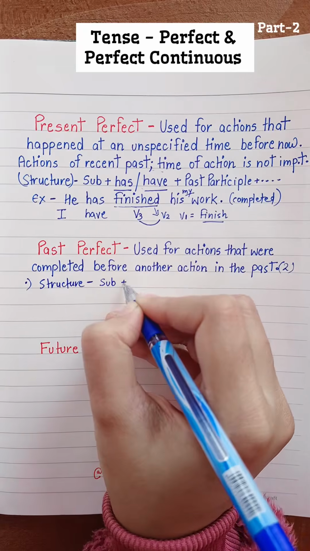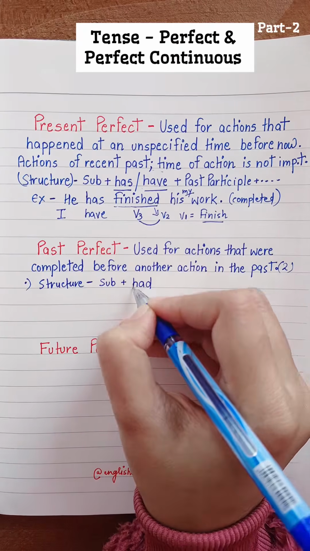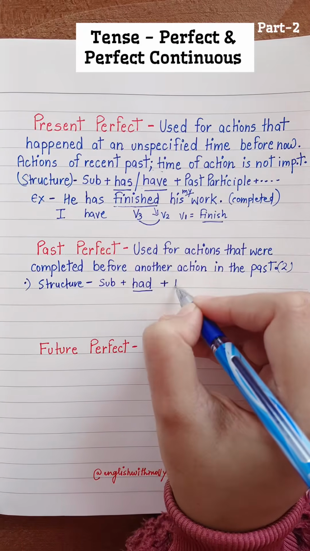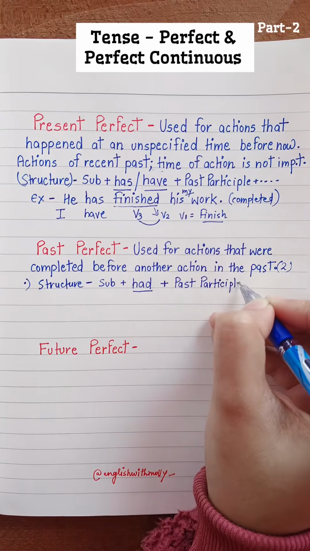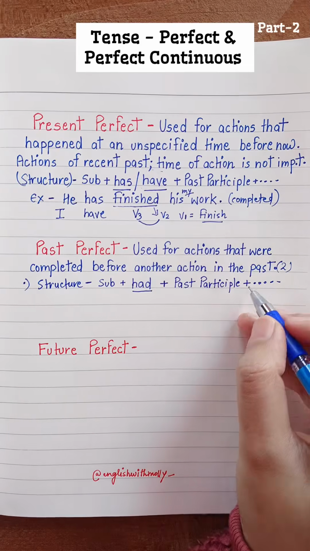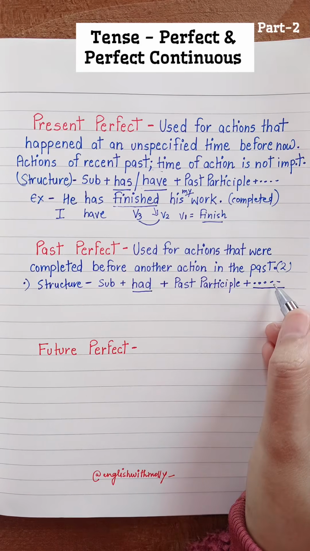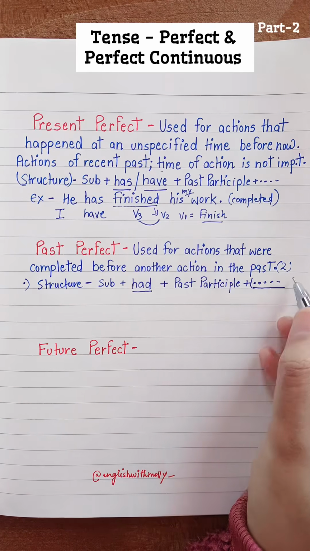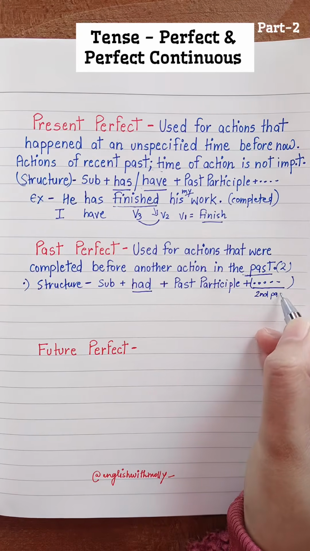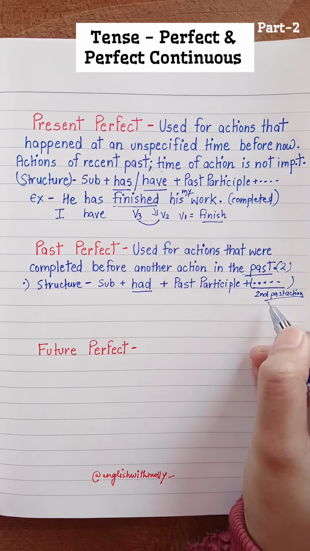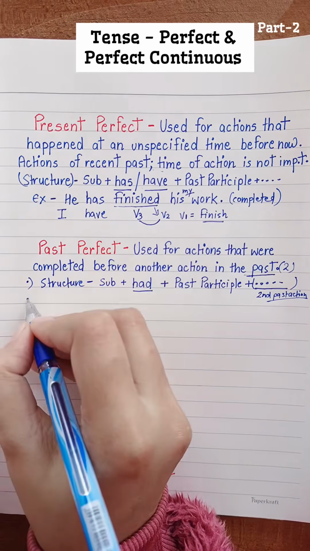Subject plus had. Here we have had. Had plus past participle form of the verb plus the remaining sentence. The remaining sentence is actually the second action, okay, that happens after the first action. We are going to see it in the example.